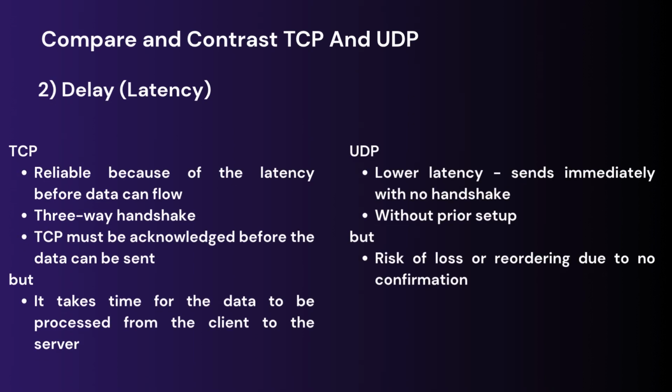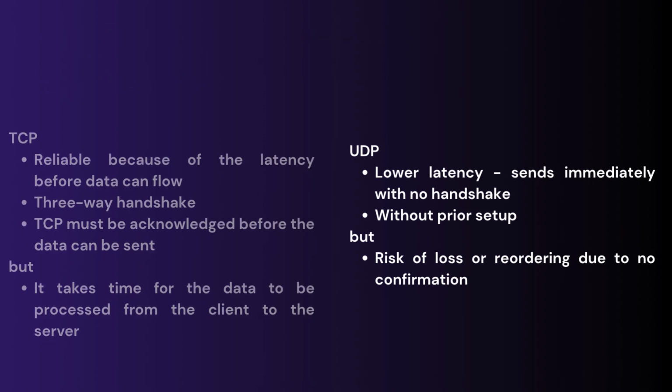And for delay, TCP has more latency before data can flow, because of the three-way handshake mechanism. Data must be acknowledged before more can be sent, and it takes time for the data to be processed from the client to the server side. UDP has lower latency and needs no prior setup, but risks loss or reordering due to no confirmation.